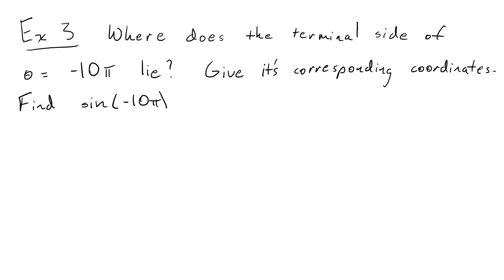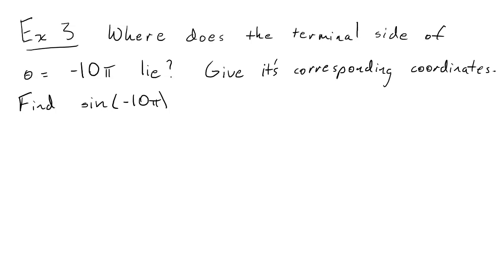Hey class, so today we're talking about objective 3 and 4 of chapter 6.5. Here we have an example problem that you'll see on your homework, and it says, where does the terminal side of theta equals negative 10 pi lie? Give its corresponding coordinates, find sine of negative 10 pi.